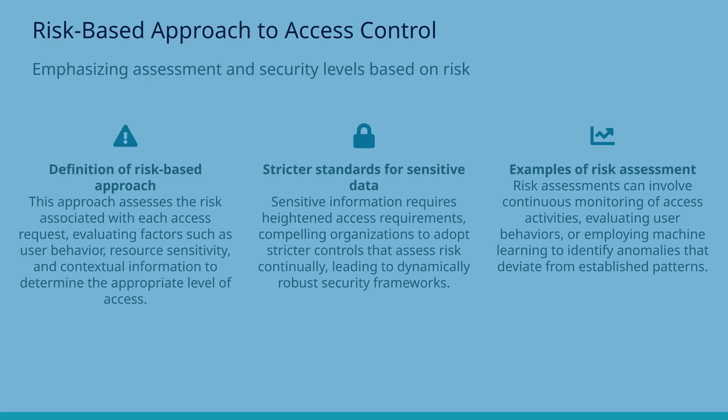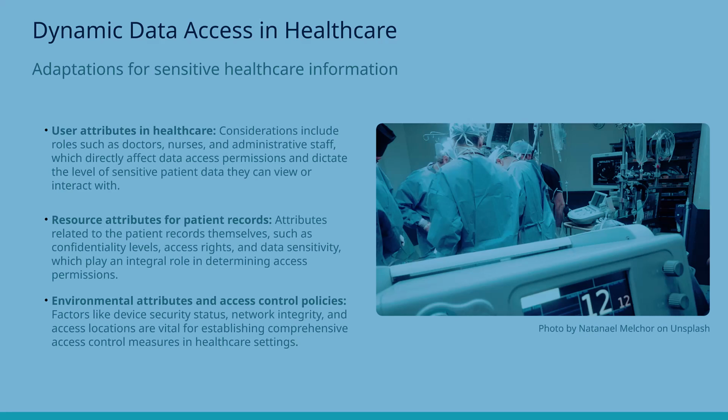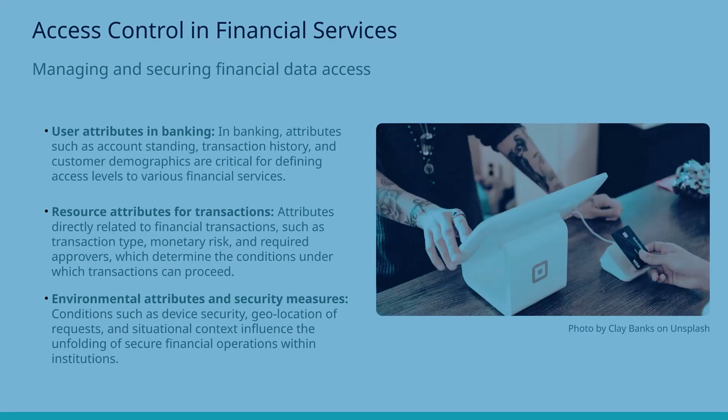Example 1. Dynamic data access in healthcare. In a healthcare application, access to patient records might be controlled based on several attributes. User attributes: role, for example doctor, nurse, specialization, department. Resource attributes: type of record, for example general health, mental health, sensitivity level. Environmental attributes: time of day, location of access, on-site, off-site.